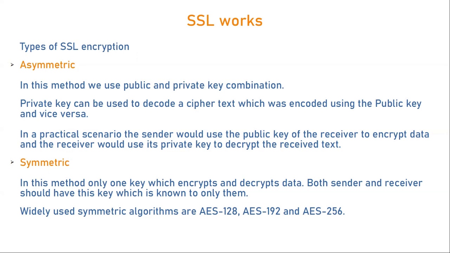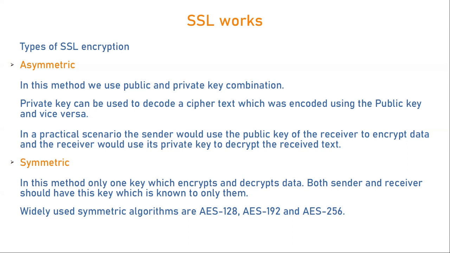So let's first understand asymmetric. In this method, we use a public and private key combination. Don't worry, I'm going to explain that with the help of a diagram, right? What is a public and private key? Let's get into our next slide, where the private key can be used to decode a ciphertext which was encoded using a public key, and vice versa.